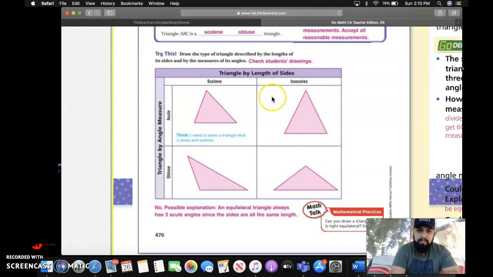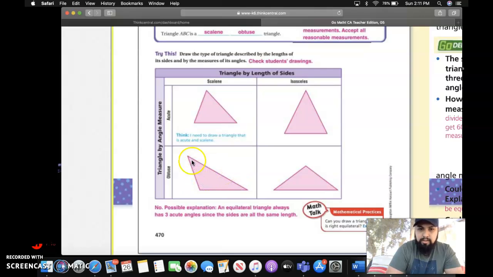Then if we go down to these bottom ones, we have a scalene obtuse, meaning that scalene, all sides are different. You could put 3 tick marks, 2 tick marks, then 1, and obtuse, meaning that one angle is going to be greater than 90 degrees. And you would show that by doing a partial circle instead of the little square. Okay, so 1 obtuse, all sides are different, that makes it an obtuse scalene triangle.